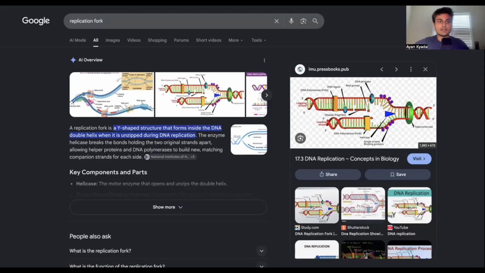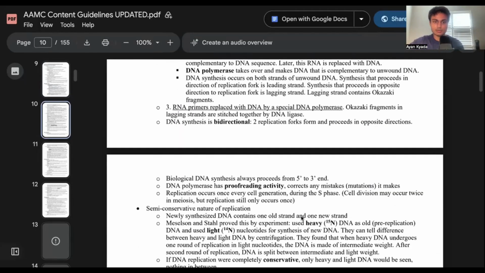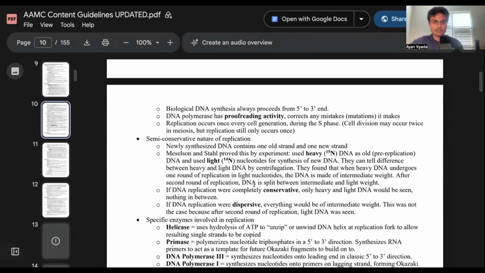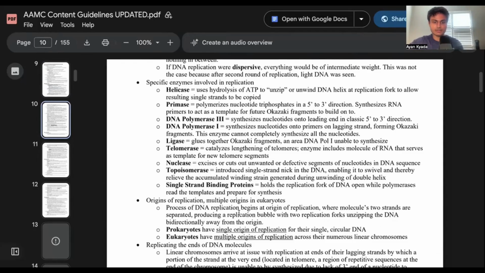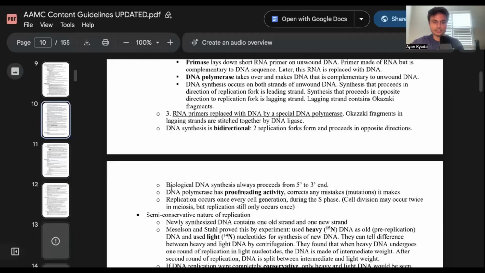And later at the end, the RNA primers that are all laid down are replaced with DNA by a special DNA polymerase. And as you can see, it reiterates the point I made that Okazaki fragments are stitched together by DNA ligase. For now, we're actually going to table this next bullet point that DNA synthesis is bidirectional. We're going to get into it in a few minutes when we're more down here in this section. But some important points to note is, once again, that biological DNA synthesis always proceeds from 5' to 3' end.